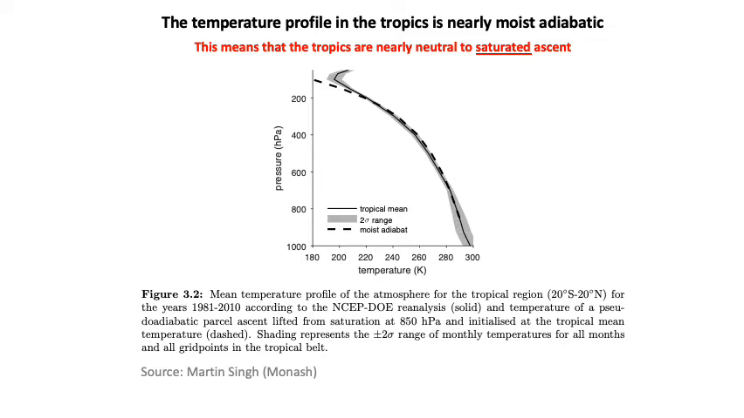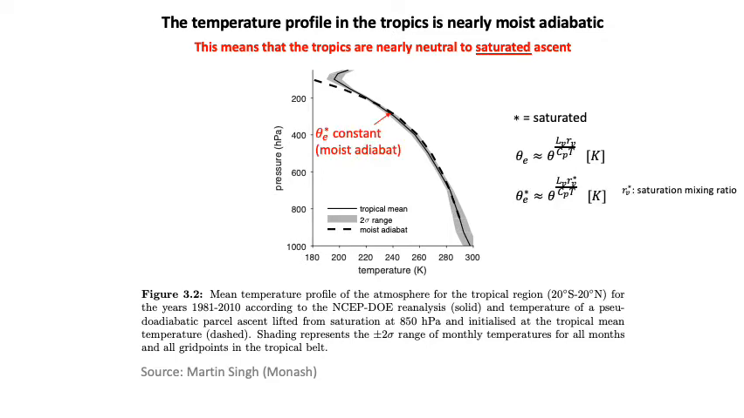So here's this nice plot where on the x-axis is temperature, the y-axis is pressure. We're looking at temperature as a function of pressure here, and the solid line is the tropical mean estimated from reanalysis data in the tropics. The shading is the 2 sigma range, which is pretty narrow. The dashed line is a moist adiabat. So this is showing you how temperature nearly follows a moist adiabat as a function of pressure moving upwards within the troposphere.